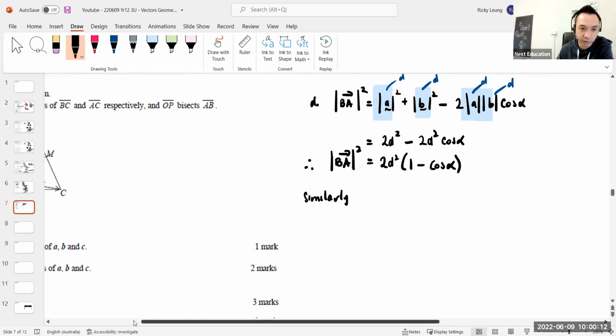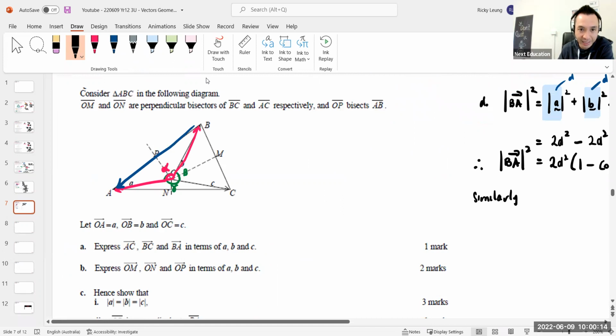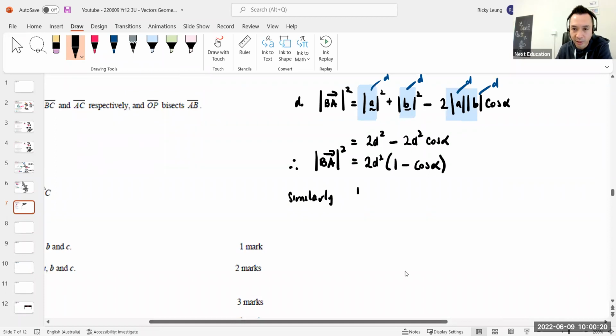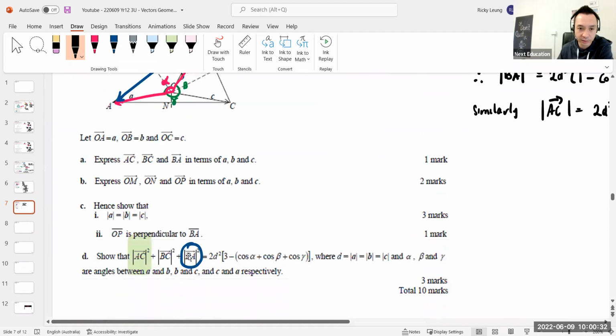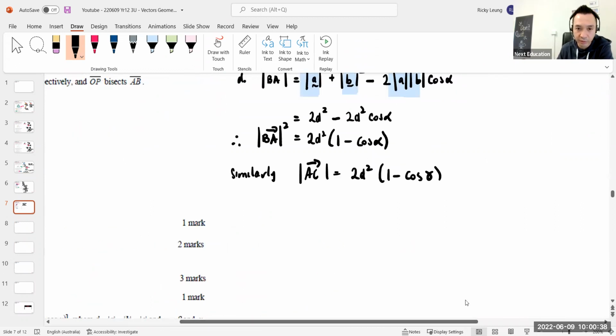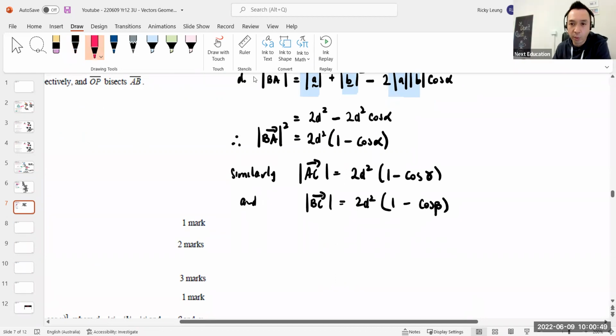Now, let's just get the order, all right? So BA was this one. AC would be between A and C. Okay, cool. So the magnitude of the AC vector would equal, once again, 2D squared, that'd be 1 minus cos gamma. And what was the last side? BC, is it? Yep, BC. And the magnitude of BC equals 2D squared, similarly 1 minus cos beta. So you have 1, 2, 3, and you just add them, right?